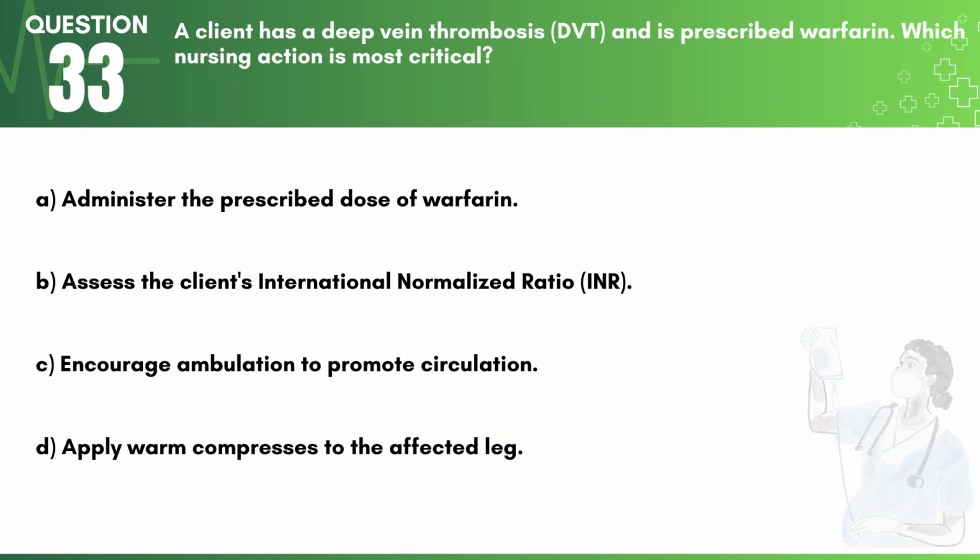Question 33. A client has a deep vein thrombosis, DVT, and is prescribed warfarin. Which nursing action is most critical? A. Administer the prescribed dose of warfarin. B. Assess the client's international normalized ratio, INR. C. Encourage ambulation to promote circulation. D. Apply warm compresses to the affected leg.